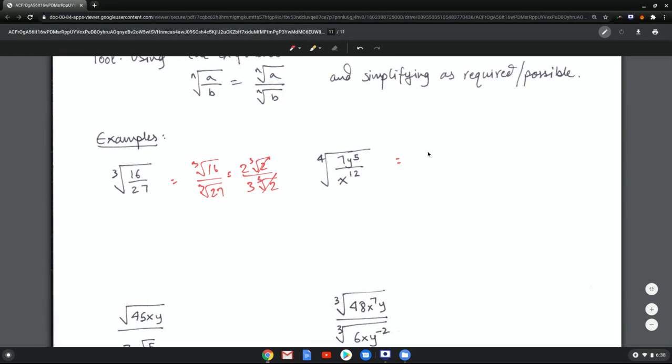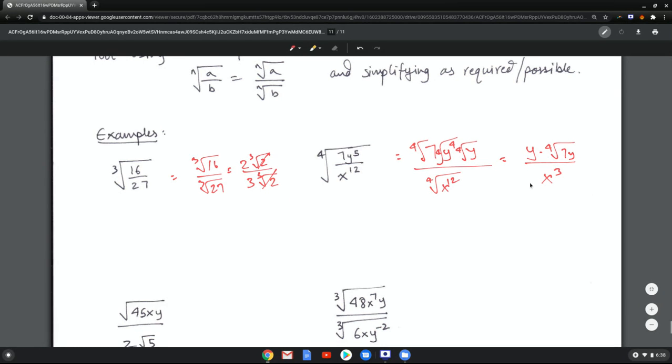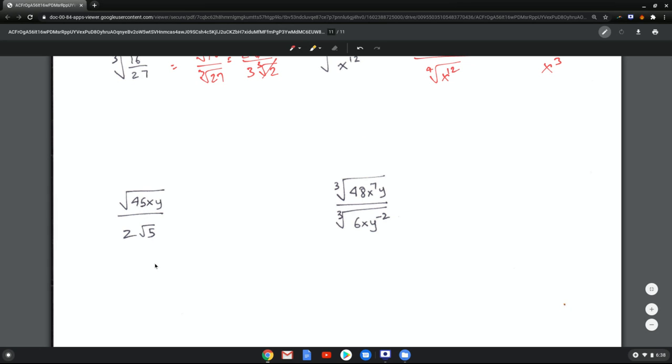And this becomes 7, 4th root of 7 times y to the 4 times y, 4th root, divided by 4th root of x to the 14. That's y 4th root of 7y over x cubed. Now I can combine this and leave the 1/2, and this becomes square root of 45 xy over 5, which goes 9 times, which becomes 3 square root of xy over 2.